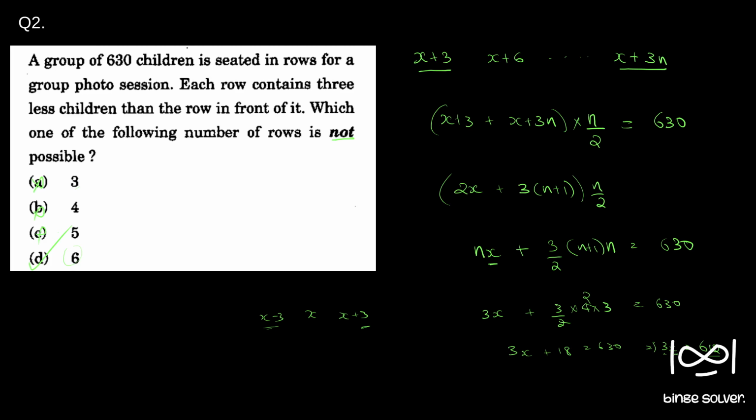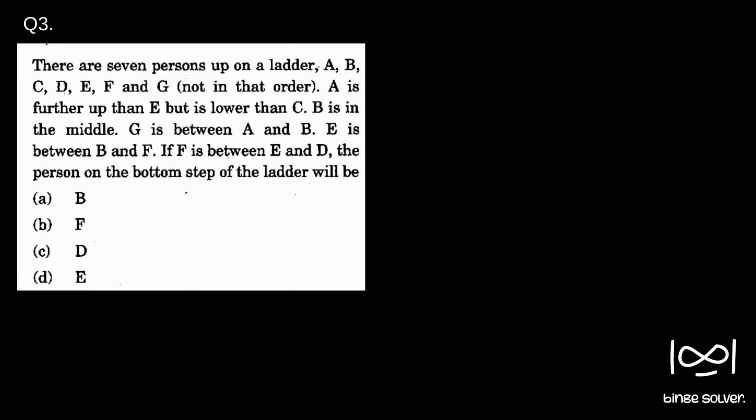Question number 3. There are 7 persons upon a ladder: A, B, C, D, E, F and G, not in that order. Now A is further up than E. So some information is given, and the question is the person on the bottom step of the ladder. So we need to find the person on the bottom. We'll just mark the positions like this: 1, 2, 3, 4, 5, 6, 7. Now we'll use the information that is given.